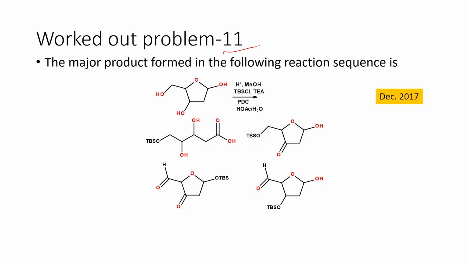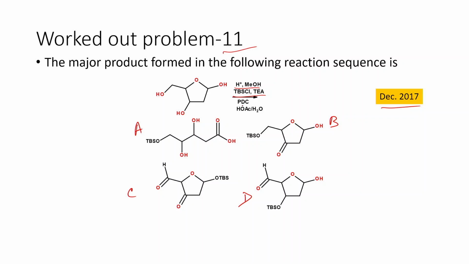So the major product formed in the following reaction sequences, A, B, C, D, four different products are actually given here, and this question was asked in December 2017. So we have a trihydric alcohol, and this is treated with acidic conditions in the presence of methanol, followed by TBSCl, otherwise TBDMSCl, in the presence of triethylamine as a base.